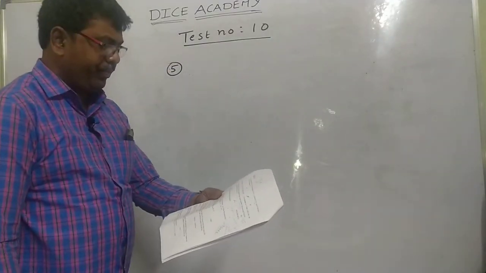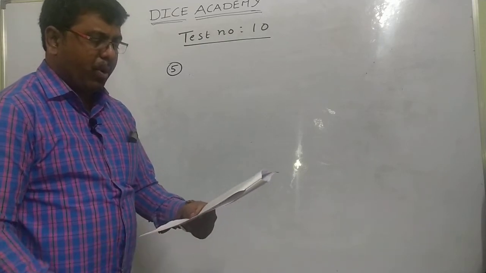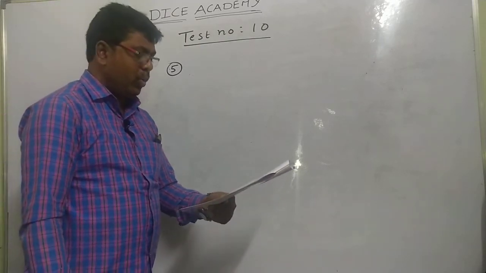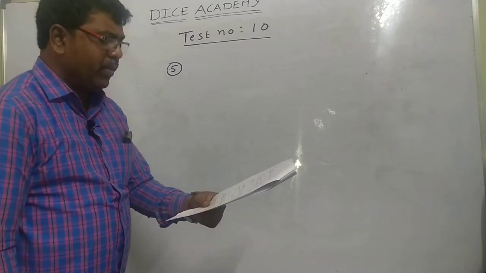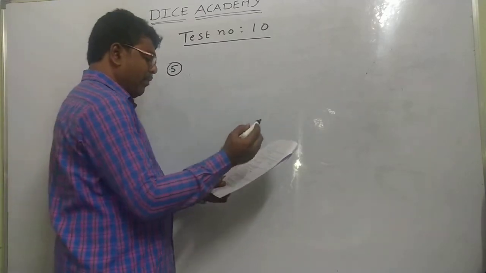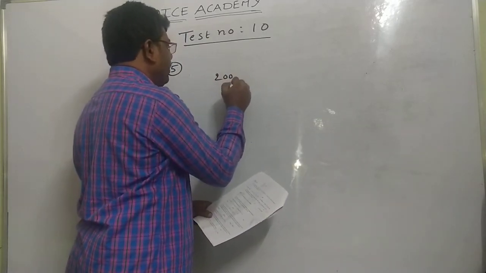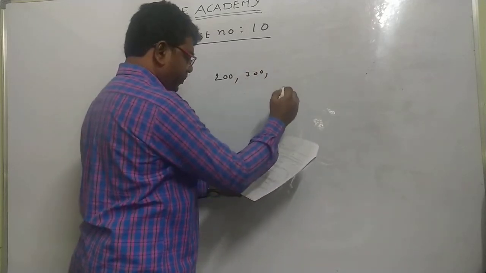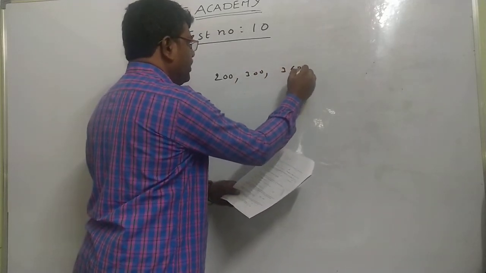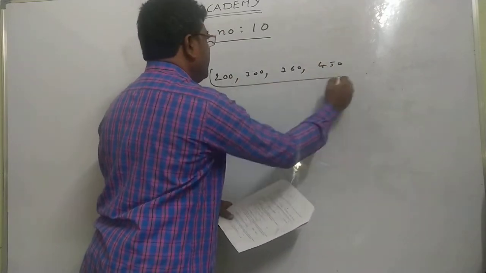Fifth problem. 4 runners started running simultaneously from a point on a circular track. They took 200 seconds, 300 seconds, 360 and 450 seconds. Here you have to find the LCM of all these numbers: LCM of 200, 300, 360, 450. Just find the LCM for these numbers.